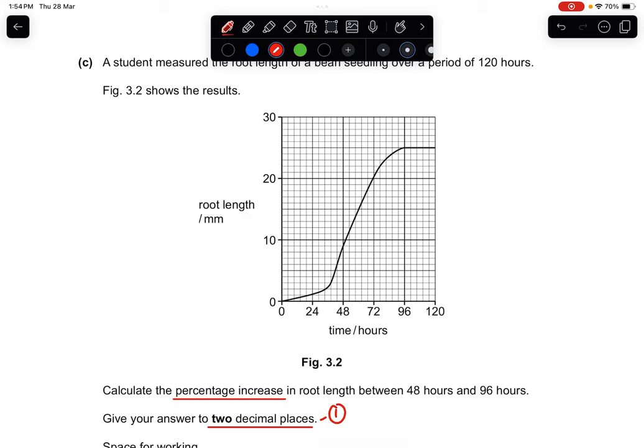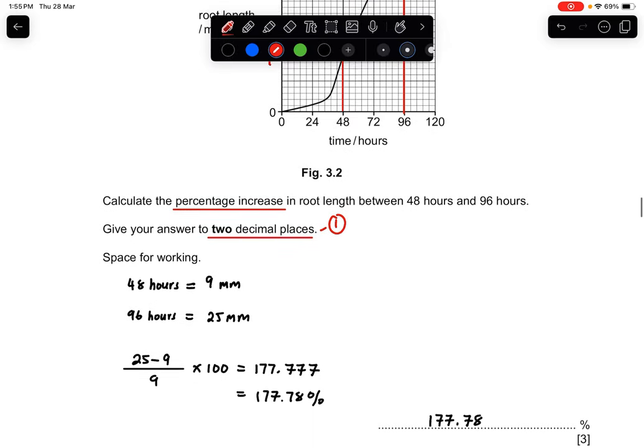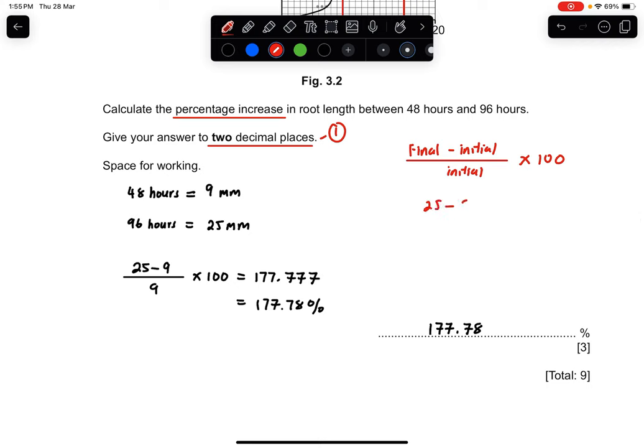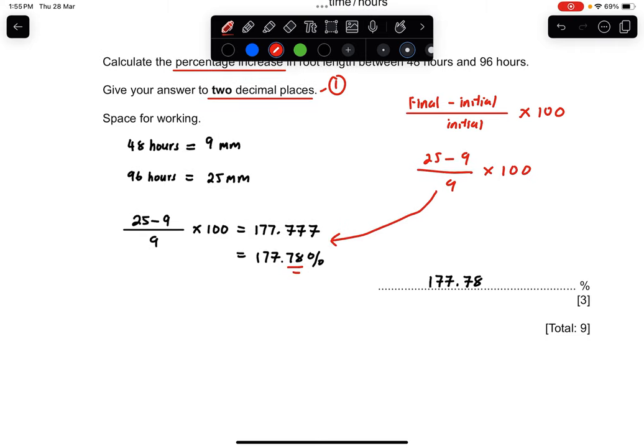Then we only sub into the formula. So 48 hours, just very easy. Use a pencil, draw a line, okay? And this should be 9. For 96, it's quite easy. Just look here, and you know this is about 25. So you're going to sub into the formula. The formula for a percentage increase is final minus initial value, divided by the initial value, times 100. So you sub in 25 minus 9, divided by 9, times 100. You should be getting this answer. Round off, and you get 177.78%, which is your correct answer.